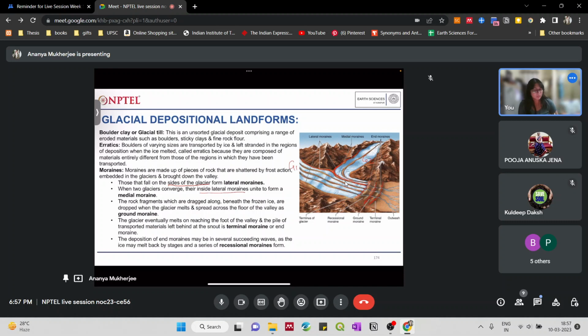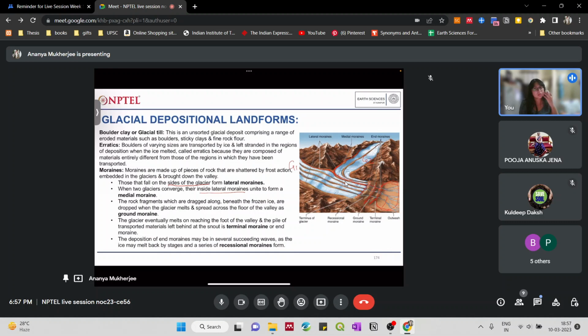And you can see this is the outwash. You can see streams running through the moraines, and this is where all the finer particles get deposited as outwash plains.